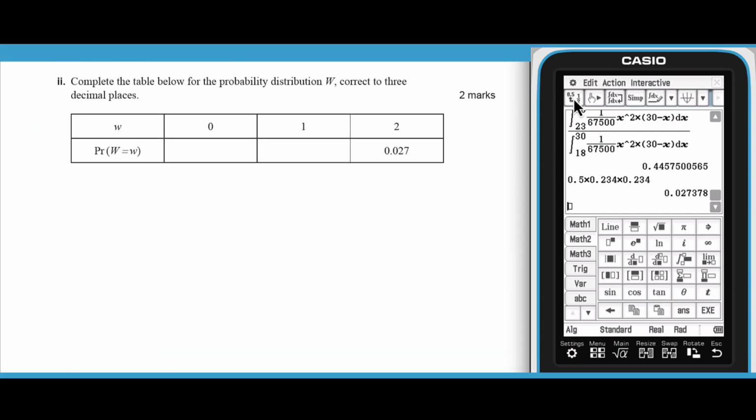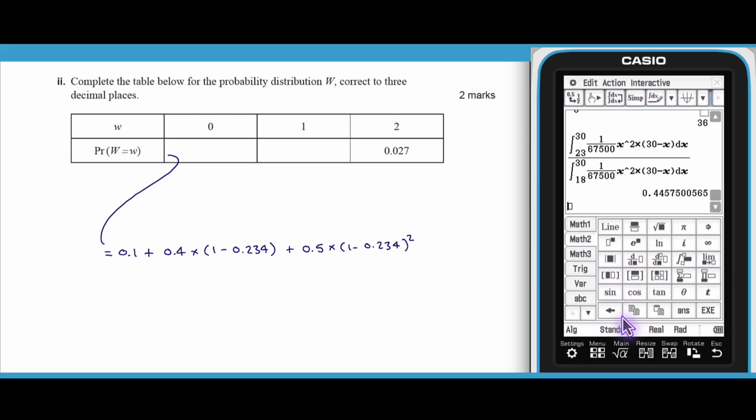In Part C, Part 2, similar calculations need to be made to find firstly the probability that W equals 0, no heavy luggage is checked. There are 3 ways that W equals 0. Either the traveller checks no luggage with probability 0.1, or they check 1 piece, probability 0.4, and it is not heavy, probability 1 take 0.234. Or they check 2 pieces and neither are heavy. This can be evaluated on our ClassPad.